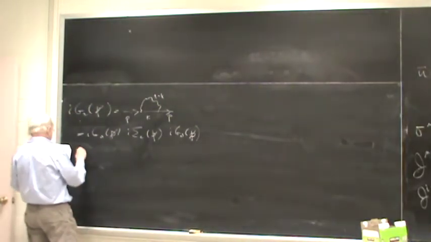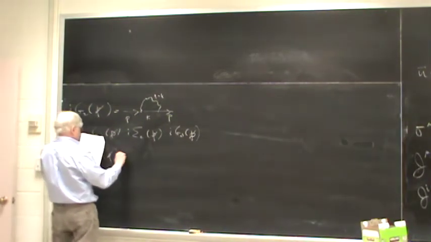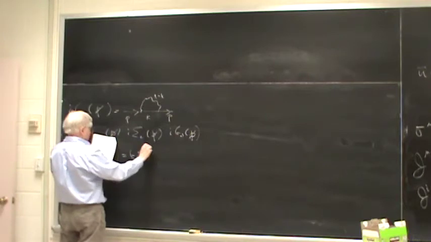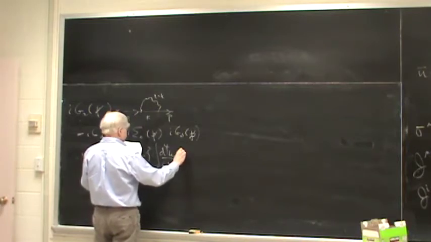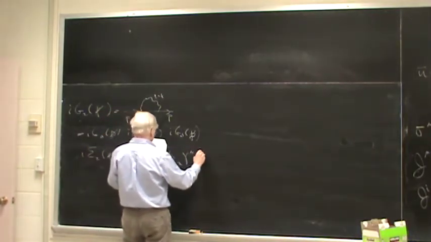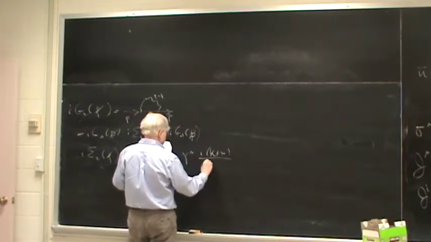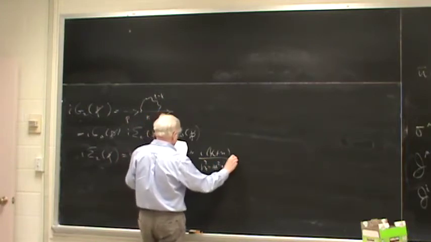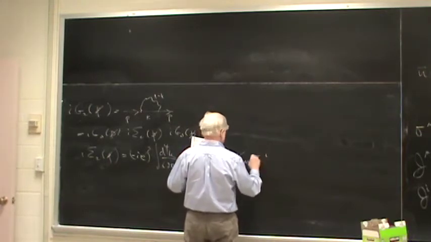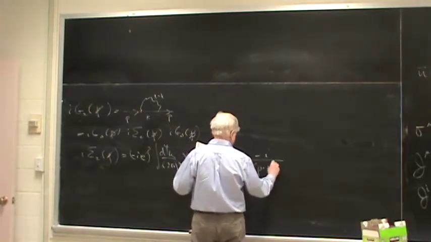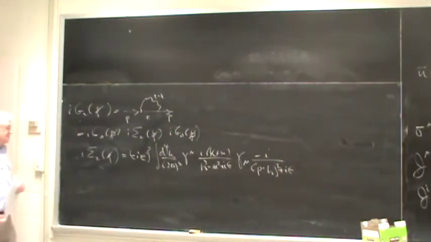And this i sigma 2(p slash), if you write this as a Feynman diagram, is minus i e squared times the integral d^4k over (2 pi)^4 of gamma^mu, i(k slash plus m) over (k squared minus m squared plus i epsilon), gamma_mu, and minus i over ((p minus k) squared plus i epsilon). Okay, so that's what sits there between the two.